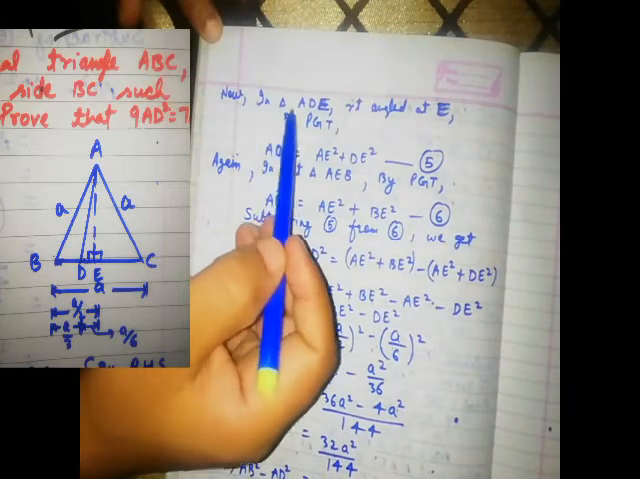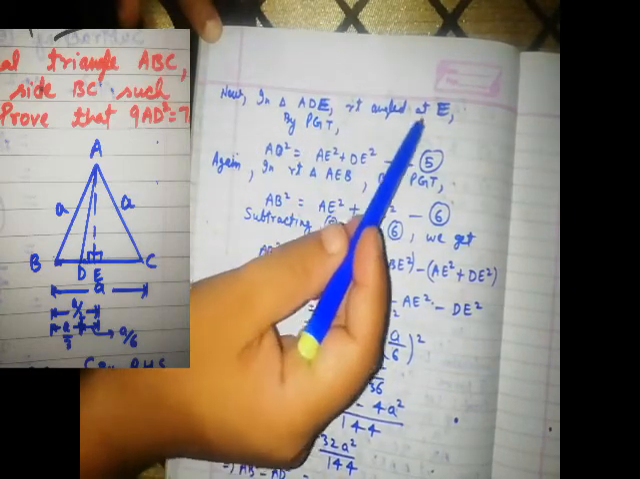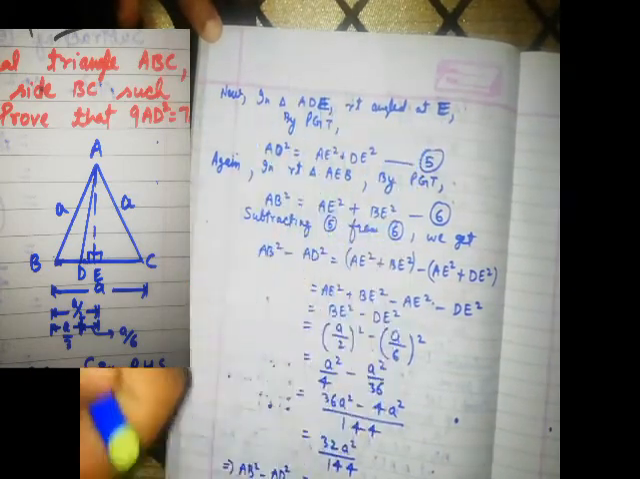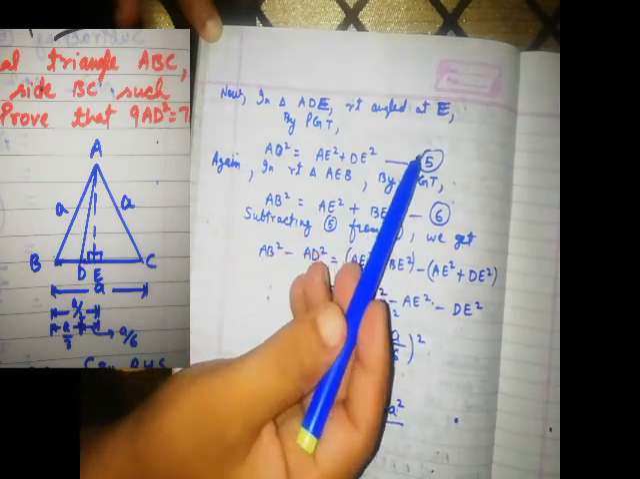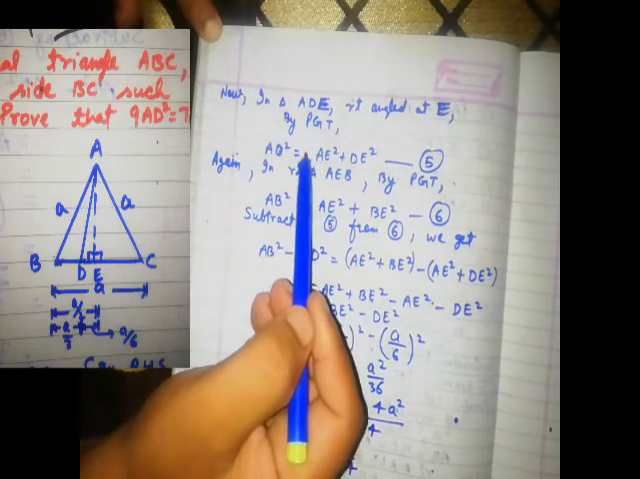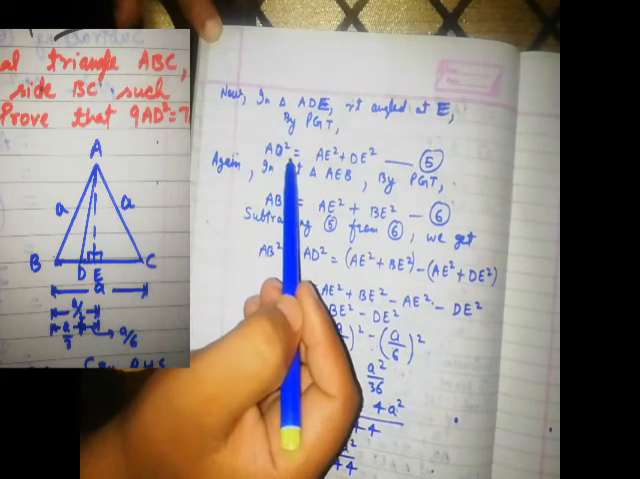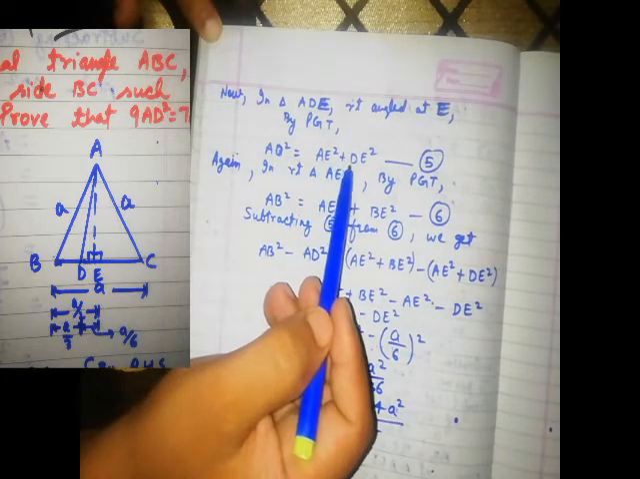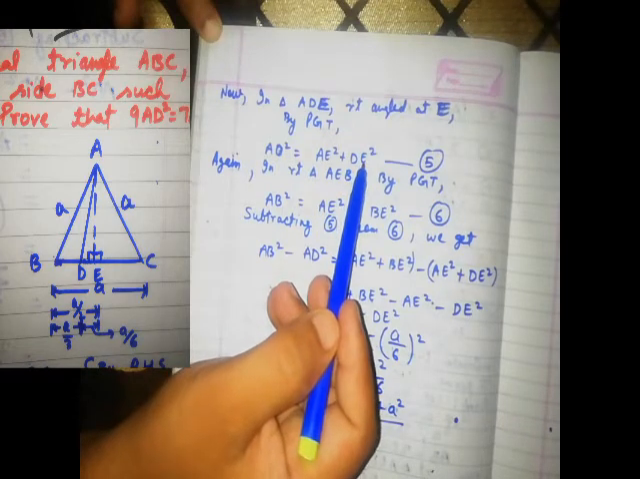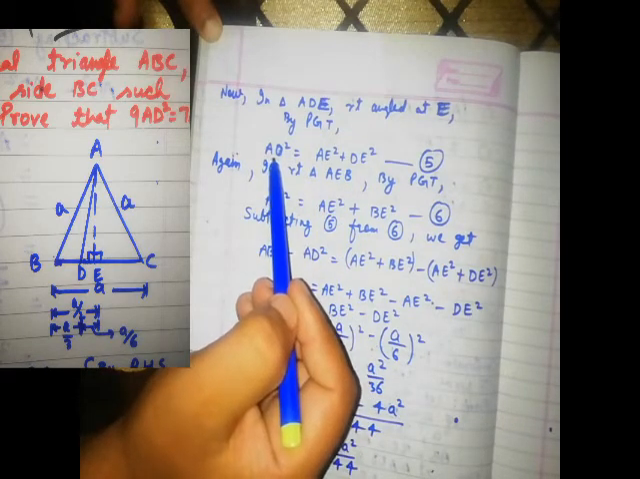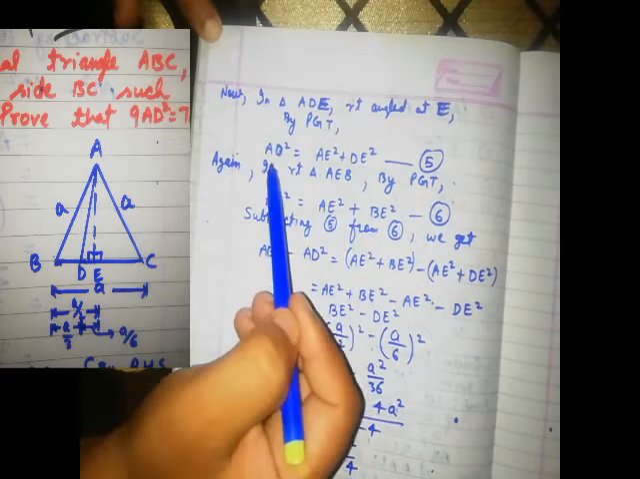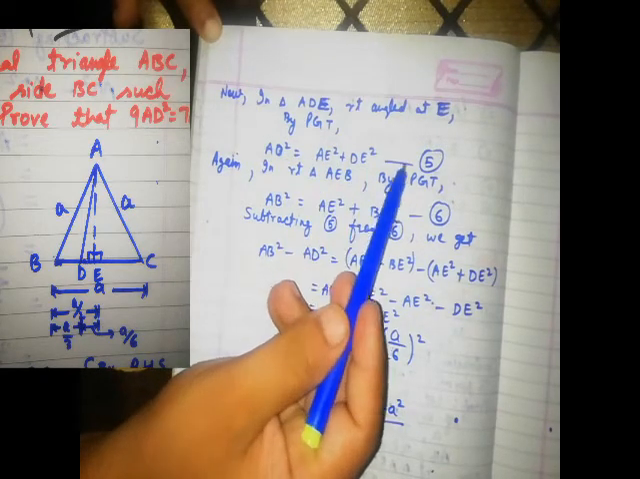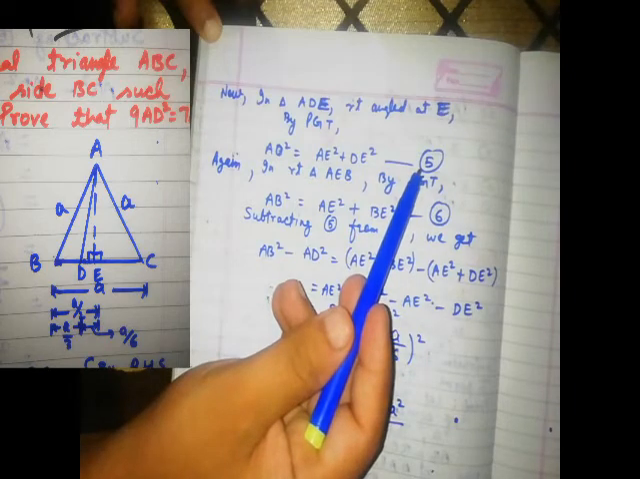Now in triangle ADE, right angled at E, we can see from the figure that ADE is a right triangle, right angled at E. By Pythagoras theorem, AD square equal to AE square plus DE square, because AD is hypotenuse here and AE and DE are the other two sides. So we get AD square equal to AE square plus DE square by Pythagoras theorem.